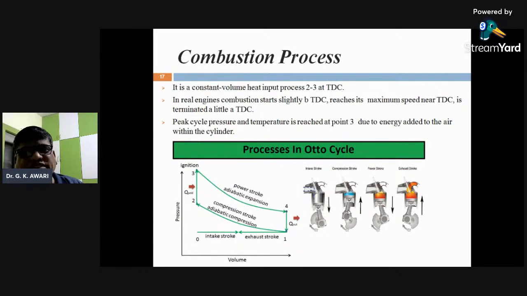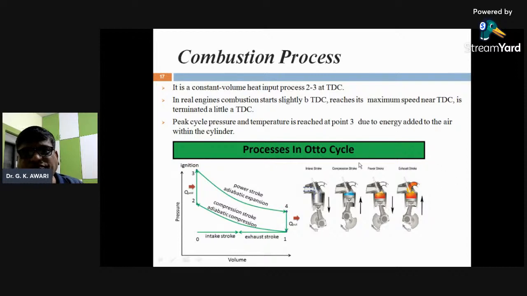Then the third process in the Otto cycle is the combustion process. Combustion is a constant volume heat input process, that is 2 to 3 at the top dead center. Here you can see the four strokes of the engine: intake stroke, compression stroke, power stroke, and finally the exhaust stroke. The power stroke is shown in red, where the expansion of gases due to burning takes place, and we get the work done during this stroke.